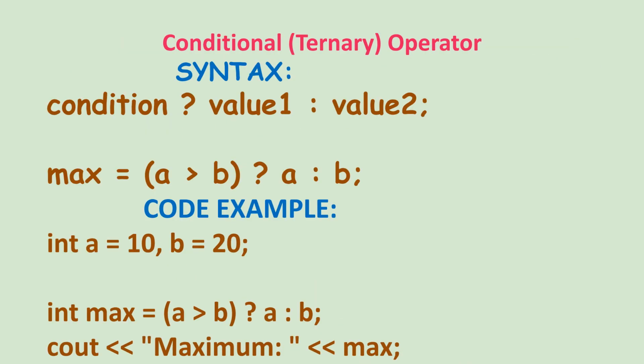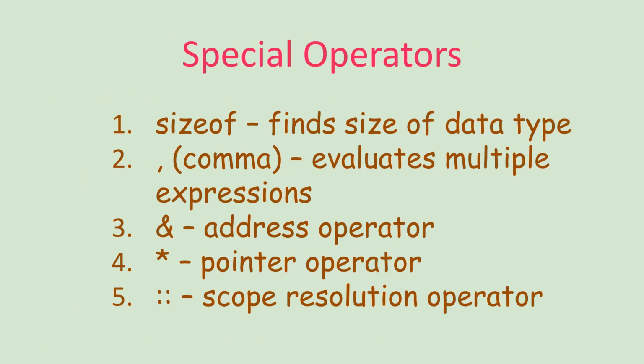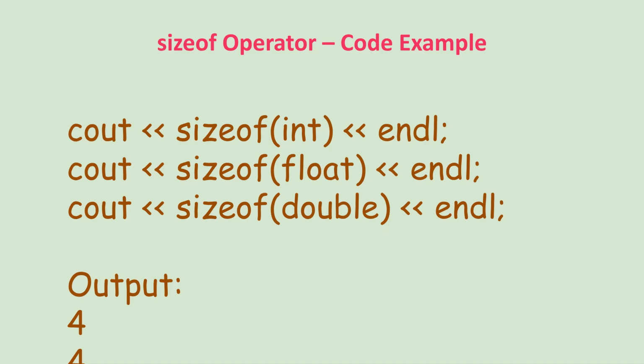The conditional, or ternary operator, is a shorthand way to execute one of two expressions based on a condition. The syntax is shown here. C++ also includes special operators like sizeof, comma, address, pointer, and scope resolution. The sizeof operator is used to determine the size in bytes of a data type or variable.